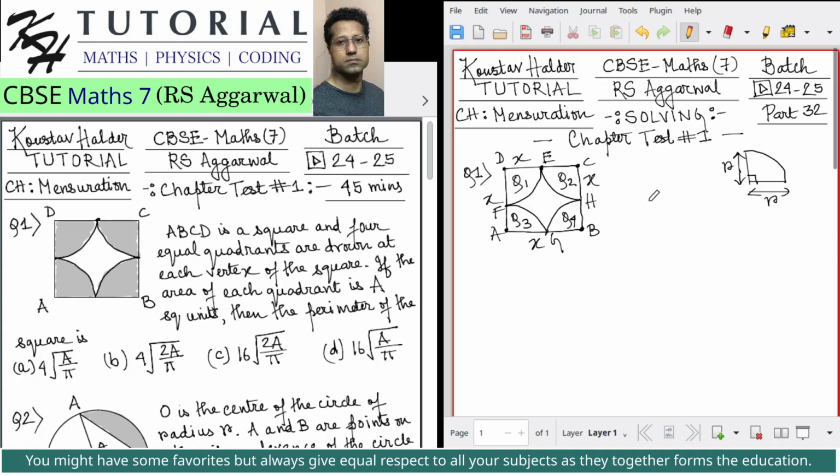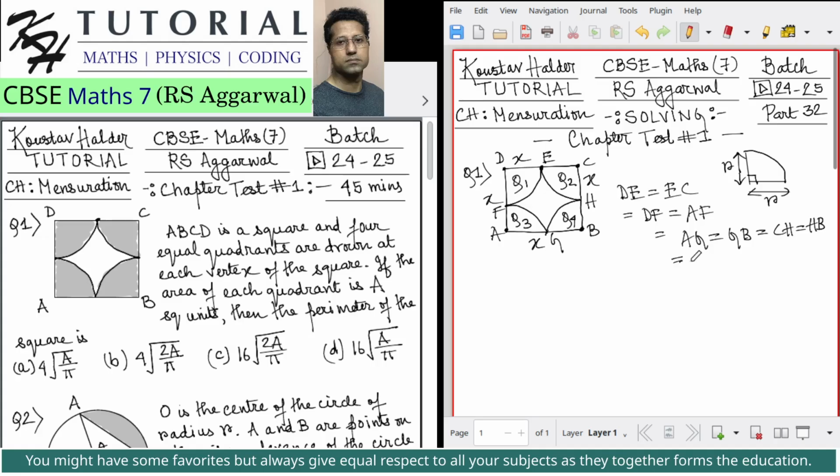So in this scenario, since the quadrants are equal, the radius will always be equal, and so we must have DE equal to EC. This will also be equal to DF, which will be equal to AF. These are all the radii of the quadrants, and they will be equal to AG, GB, CH, and HB. All these are equal, and they are equal to the radius of the circle.